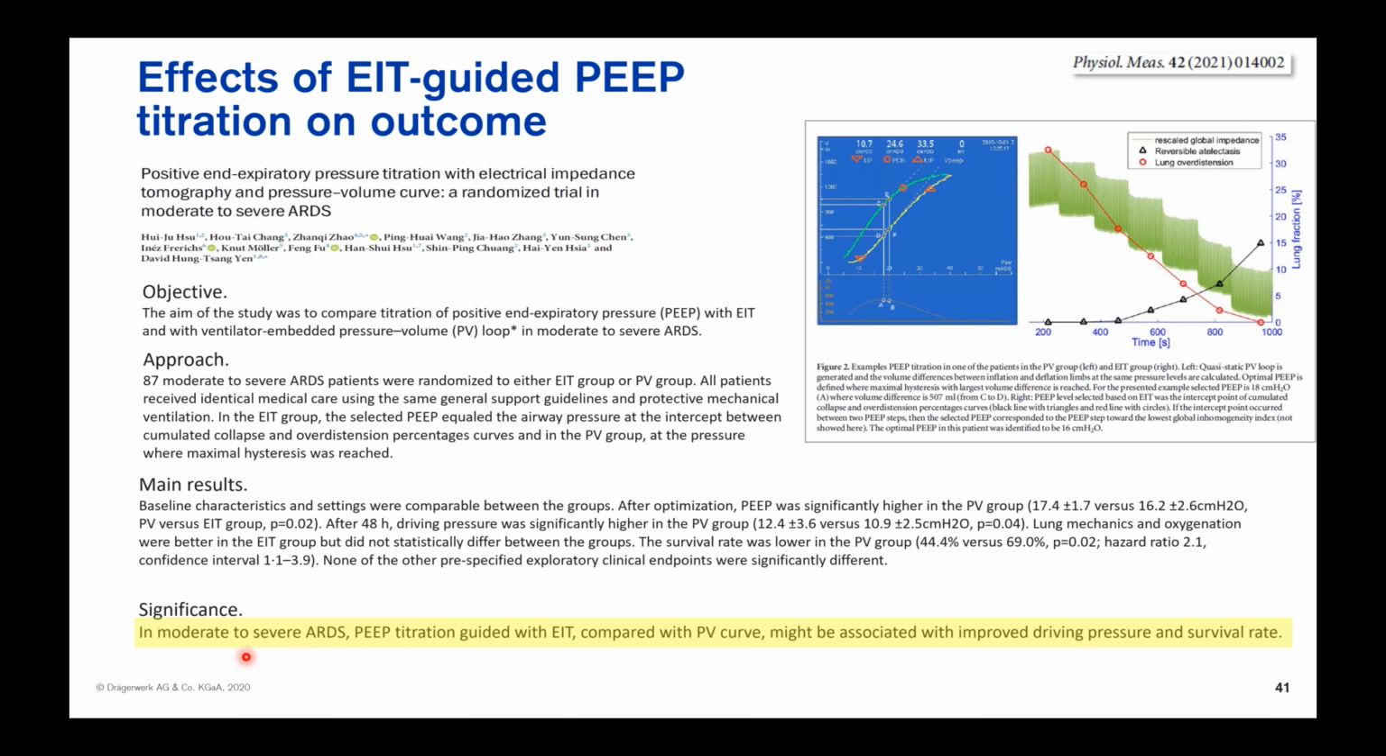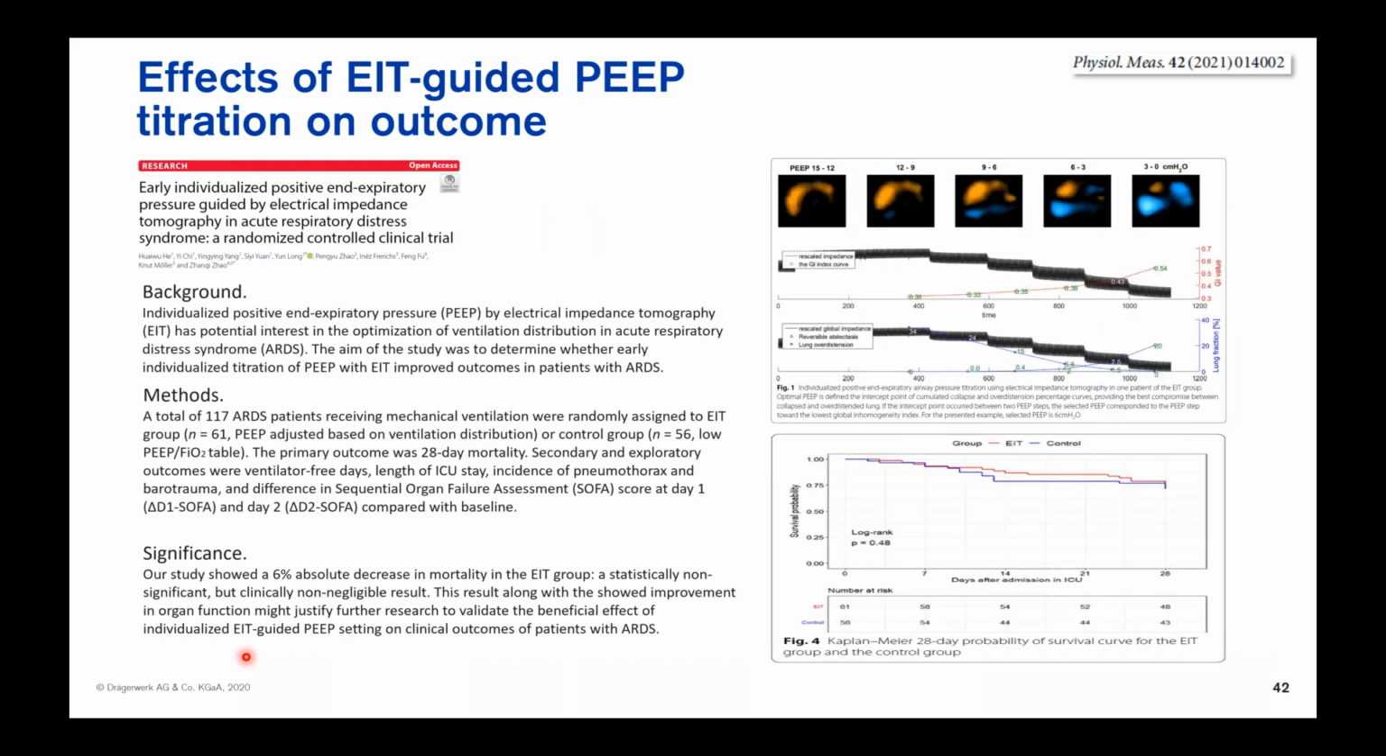Another study has found similar results, and in this study, they had a control group with a low PEEP FiO2 table according to the ARDS network protocol. And here in the conclusions, they found a decrease of 6% in mortality in the EIT group. So again, very promising result, even though it was not statistically significant.